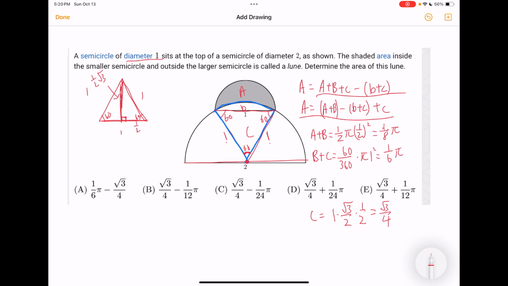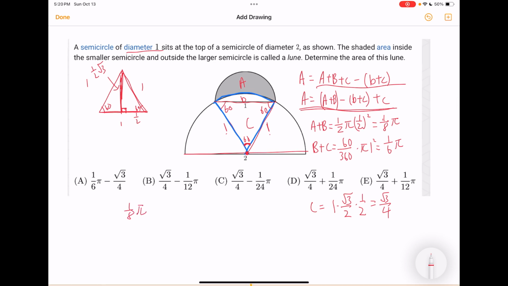And now that we figured all this out, we can just plug it in right here to figure out A. So it would be 1/8 pi minus 1/6 pi plus square root of 3 over 4. So find the common denominator for 1/8 and 1/6, which is 24. Okay, so the answer is C.